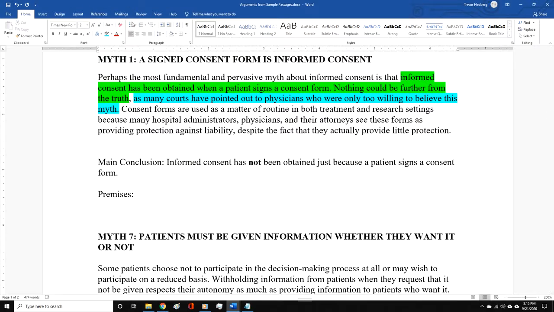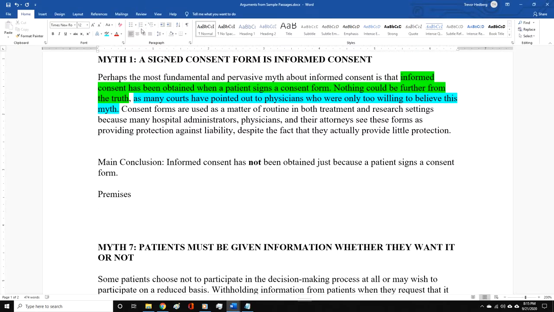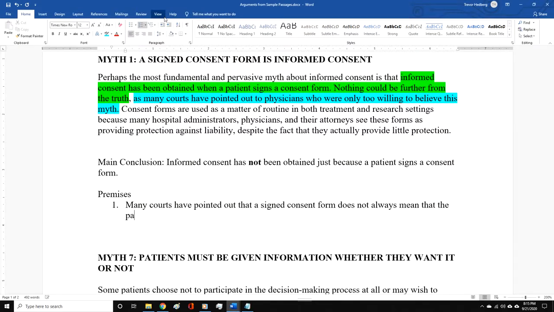So let's just drop down and make a list. So one premise would seem to be... now again, I'm doing some reconstruction here, right?